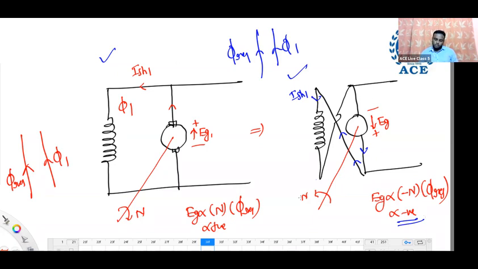All of you raise your hand. Okay, good. So all of you clear? Why ISH remains the same and phi 1 remains the same? Why minus 220? Because EMF is negative, the polarity reverses. Previous EMF was positive, plus 220. Now EMF is negative, no? That's why minus 220.